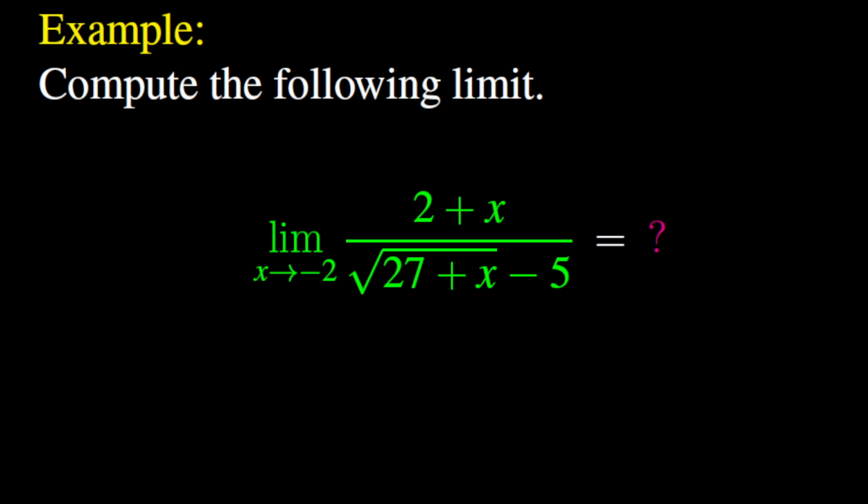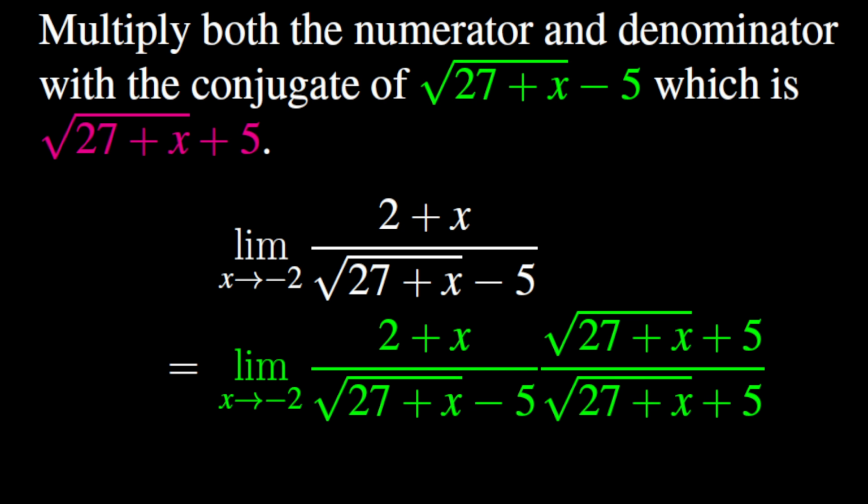Consider the limit as x goes to -2 of the fraction (2 + x) over (√(27 + x) - 5). In order to simplify the radical term, we need to use the conjugate expression. It is clear that we have to multiply both the numerator and denominator with the conjugate of √(27 + x) - 5, which is √(27 + x) + 5.